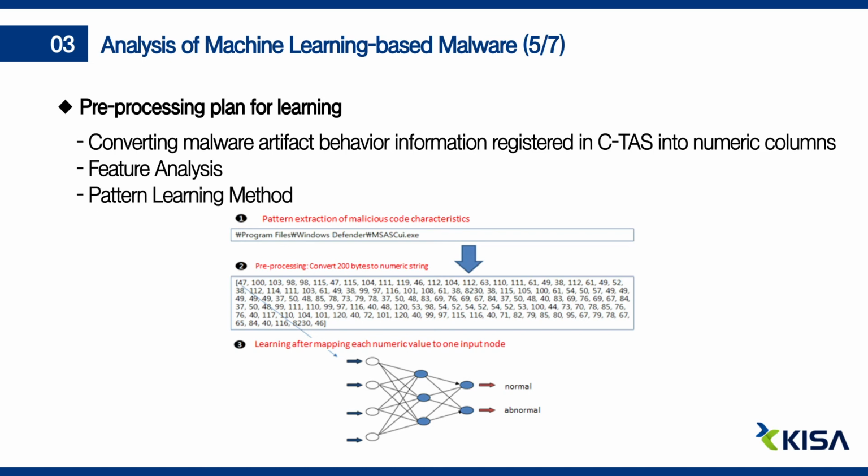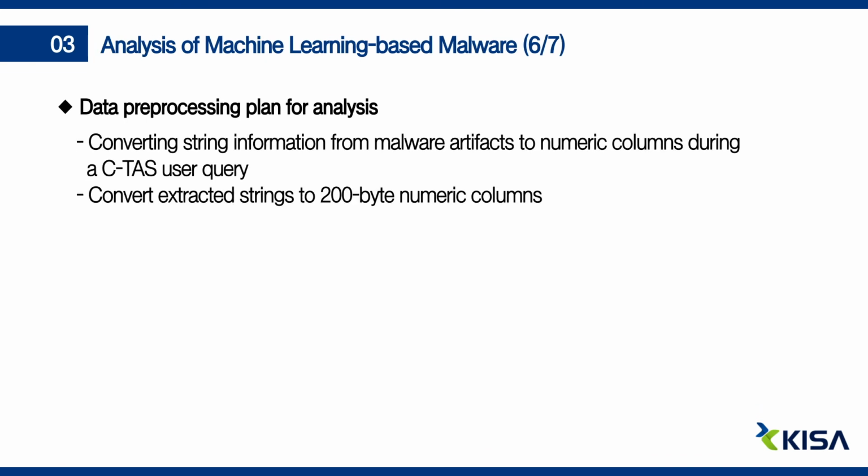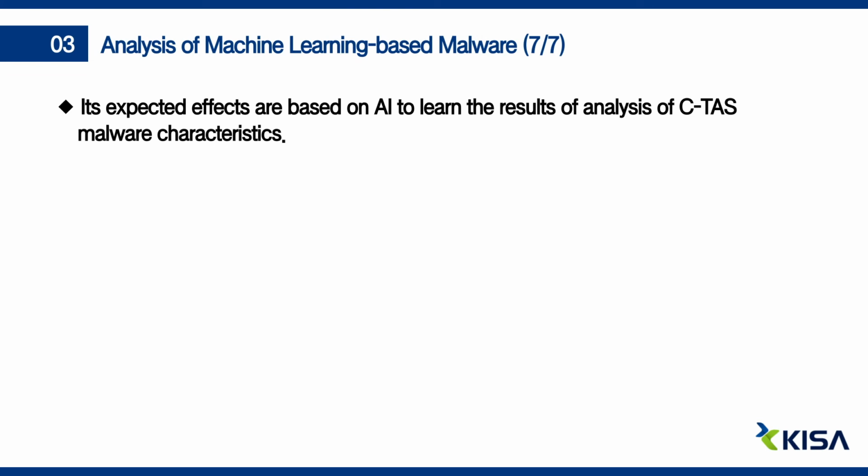This method extracts patterns of malicious code characteristics, runs pre-processing, and learns a model after mapping each numeric value to one input node. There is a data pre-processing plan for analysis. It converts string information from malware artifacts to numeric columns during a CTAS user query, and extracted strings to 200-byte numeric columns. The expected effects are based on AI to learn the results of CTAS malware characteristics analysis.